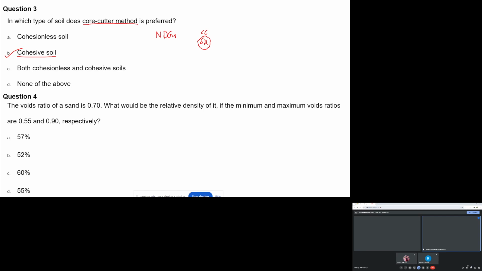Can we move to the next question? Okay, sir. So, the voids ratio of a sand sample is 0.7. What will be its relative density if the minimum and maximum voids ratio are 0.55 and 0.90 respectively? 57%, 52%, 60% and 55%.